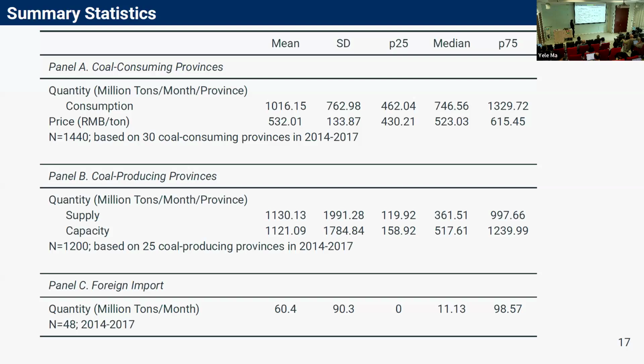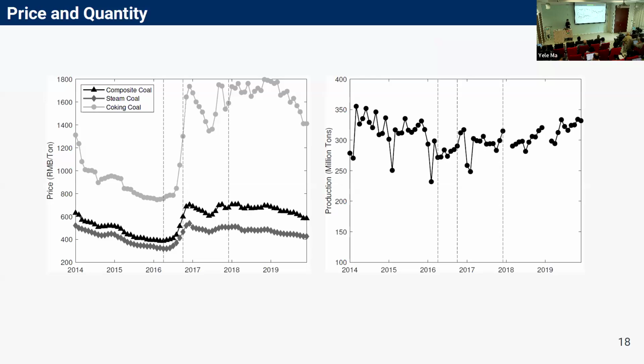Brief summary statistics. On average, each province consumes about 1 million tons of coal and produces on average 1 million tons of coal per month, with very little share of the imports. So we're going to introduce a foreign country as a separate province, but it accounts for a very small share. So here's the descriptive evolution of the price and quantity for the coal.